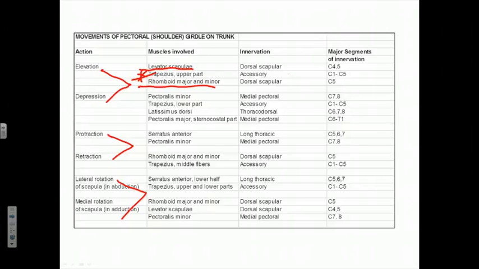Then depression, largely assisted by gravity, so we don't need as powerful muscles. But here we're going to find the lower part of the trapezius acting, a very broad lower superficial back muscle called the latissimus dorsi also helping out, as well as some fibers on the anterior chest wall of the pectoralis minor and the pectoralis major.